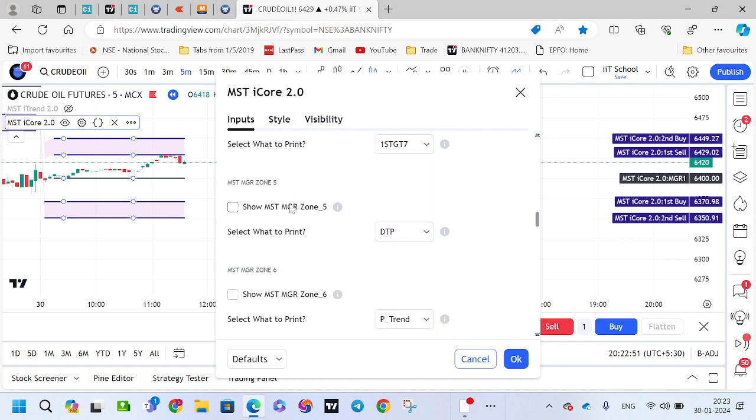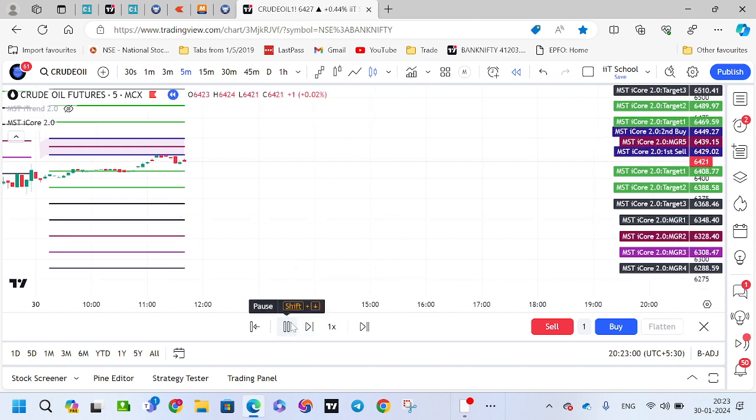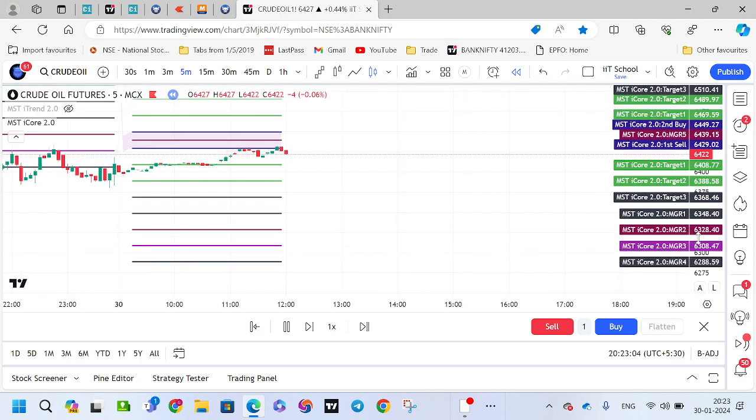And this is the top pivot point, and this P trend shows the trend of the market positionally. Since sell is activated, there is no buy unless SL hits. So now we are ready.